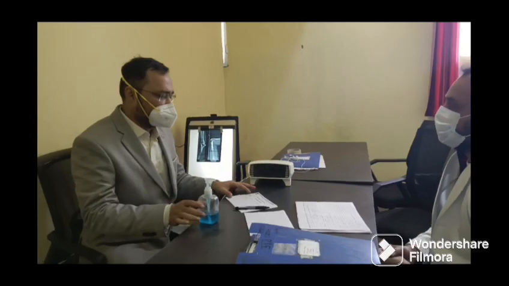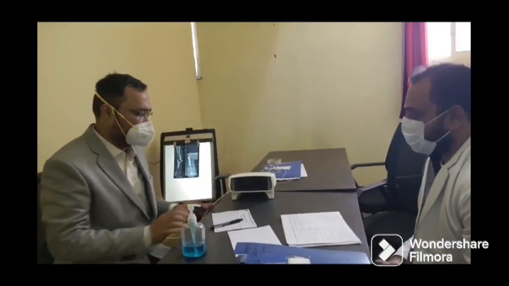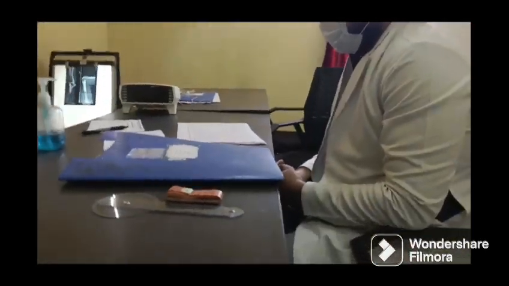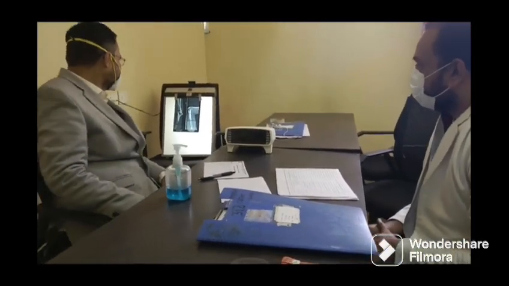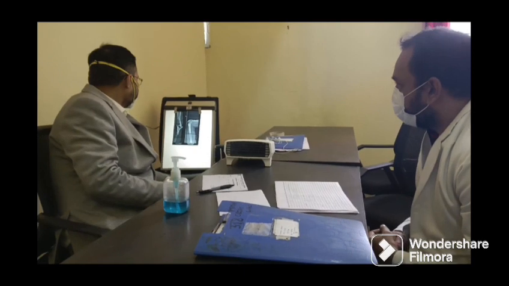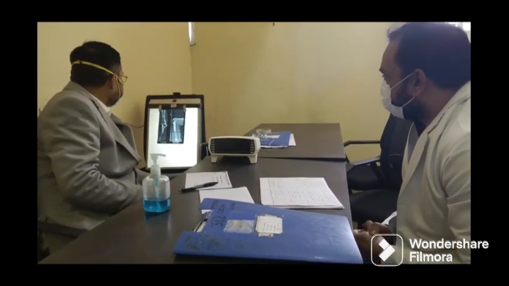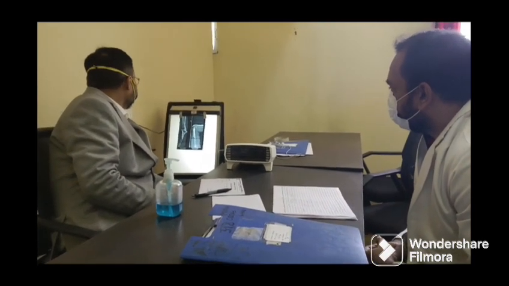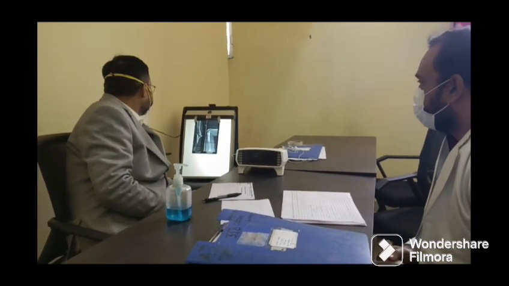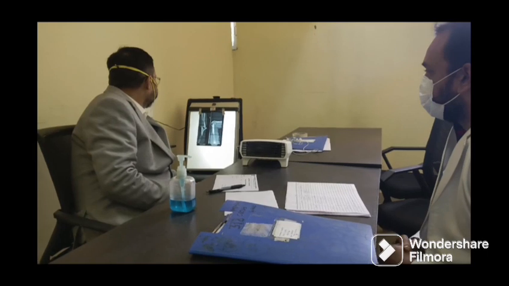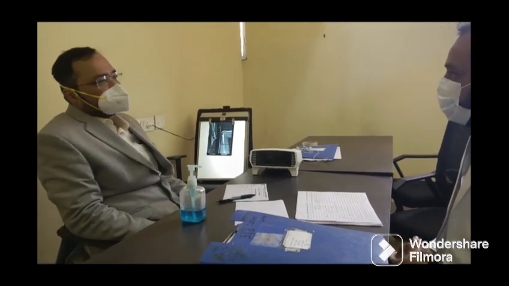Now, Dr. Saurabh, tell me what is the plan in this case? What will you do? The plan for this case is to remove the implant, the two screws and the tension band wiring and the other device. And following that, we can increase the range of motion by doing regular physiotherapy.